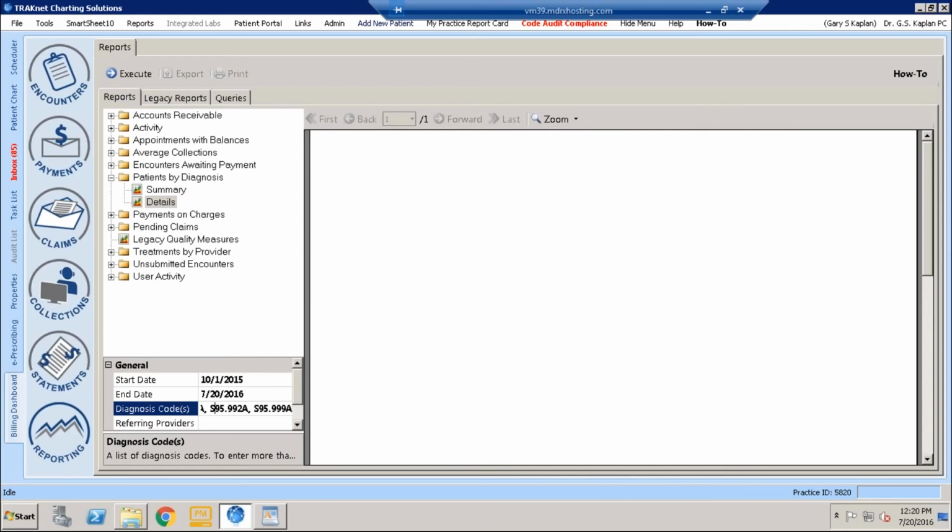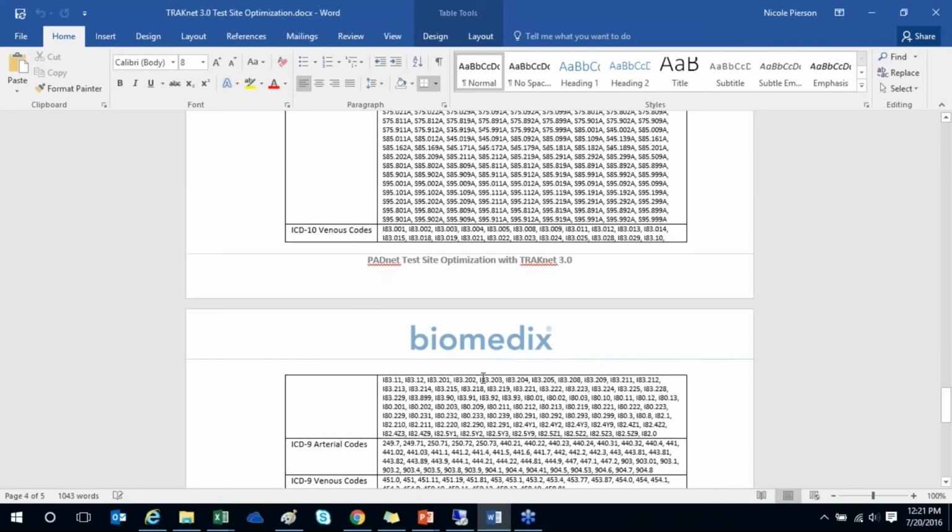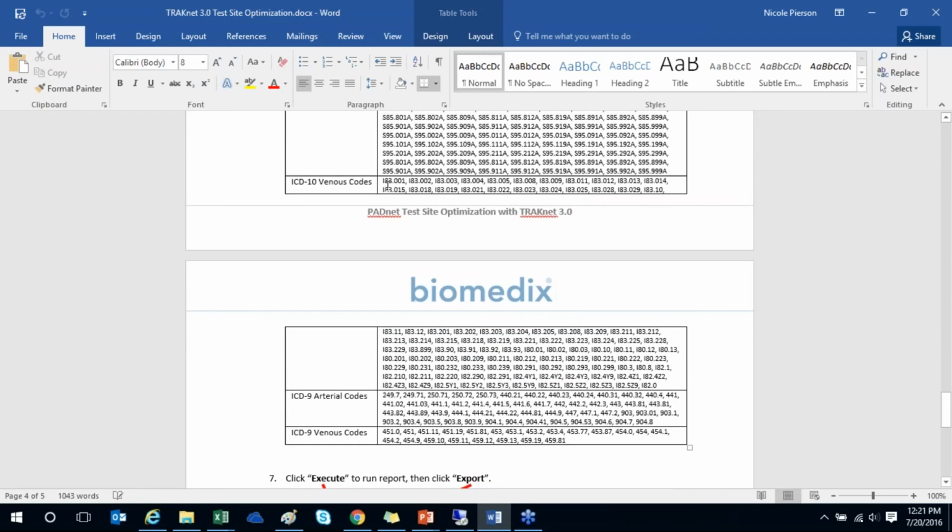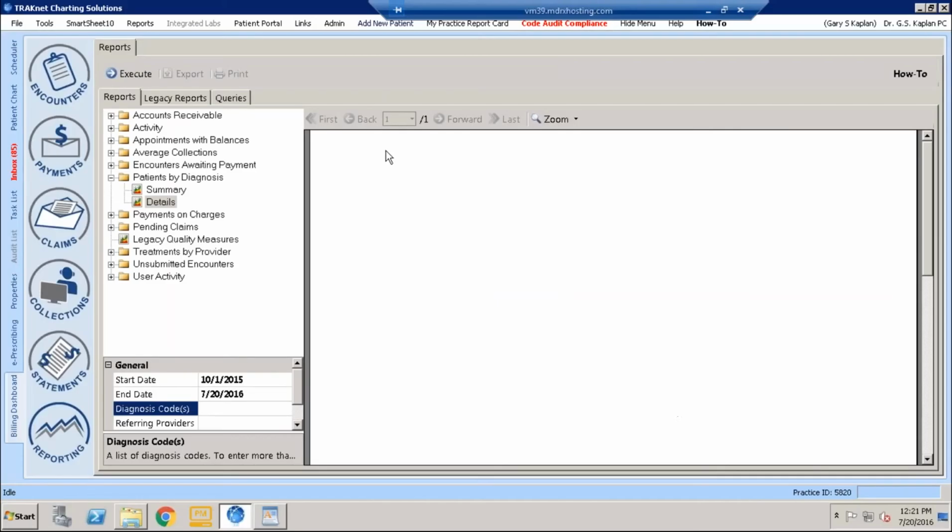To get rid of all of the codes in this list so you can run your venous patients, you're just going to hit Control-A on your keyboard, and delete will remove all of those codes right out of that box. Then I'll come back here to my Word document, and I'm going to pull up my ICD-10 venous codes. Same way, highlight it, copy, come back into TRAKnet. I'm going to keep my date range the same because these are ICD-10 codes, and I'm going to paste it right here into the diagnosis box. I would simply click execute, and it's going to pull forward all of my patients that have venous indications for a chronic venous insufficiency study.